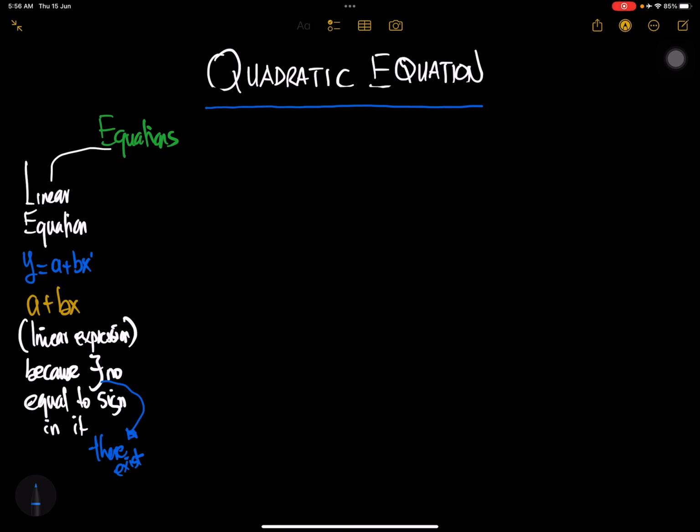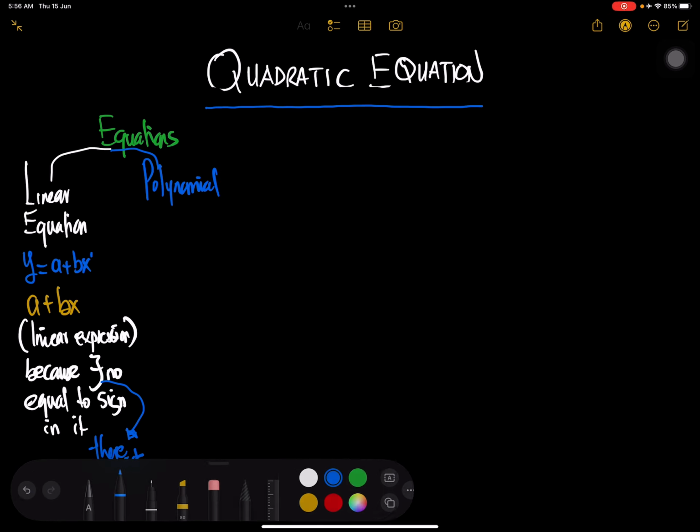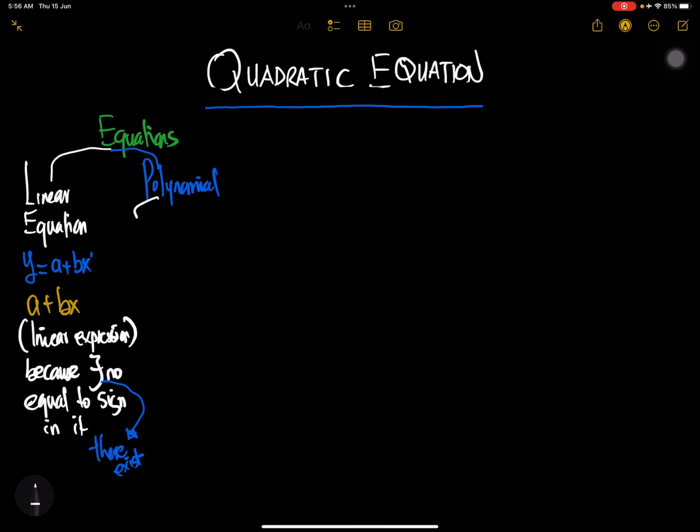We also talked about the second category, which is a polynomial, and it's under this polynomial where quadratic equations fall. Quadratic equations fall under that. All right, so that's where we are coming from in terms of quadratic equations. So a quadratic equation is a polynomial.